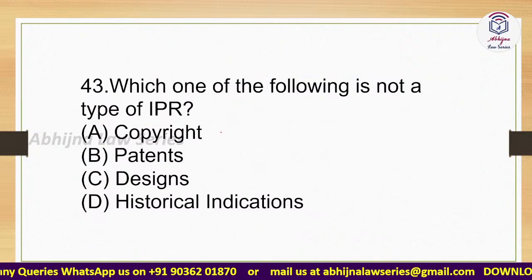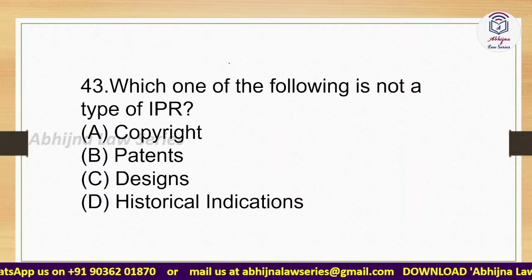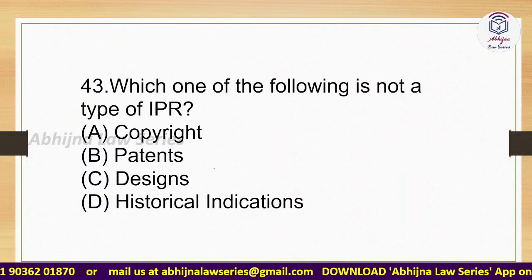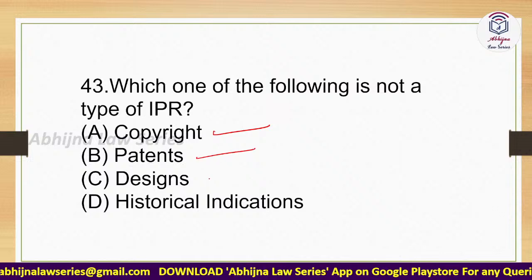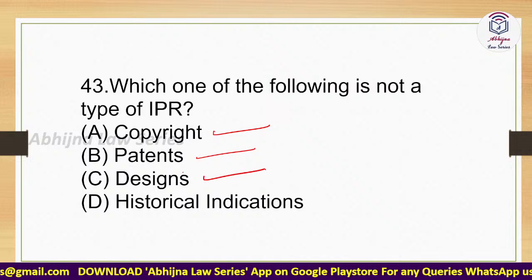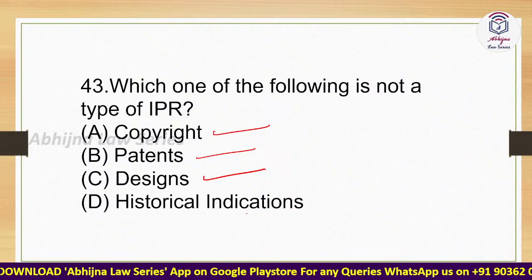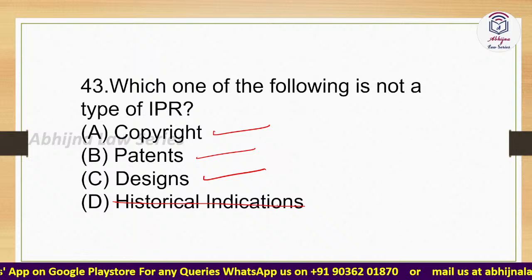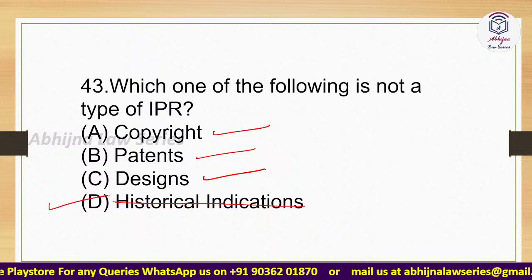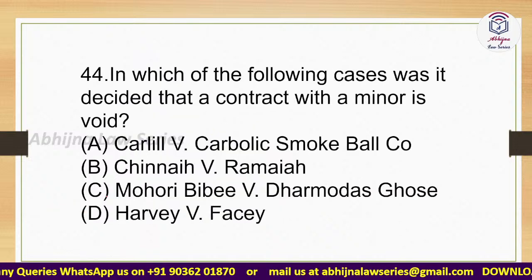Which one of the following is not a type of intellectual property right? See, copyright is an intellectual property, patent is an intellectual property, designs is an intellectual property, geographical indications would have been intellectual property, but not historical indications. So this is not a type of IPR. So D is the answer here.